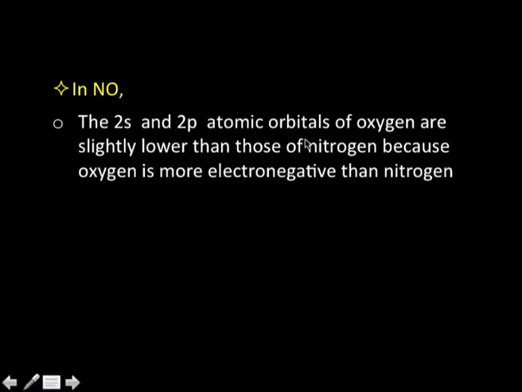Another distinction here is that in case of NO, because those three are general observations for heteronuclear diatomic molecules, but for NO in particular, we find that the 2s and 2p atomic orbitals of oxygen are slightly lower than those of nitrogen, because oxygen is more electronegative than nitrogen. Since it is more electronegative, like we had in case of HF, where HF was highly electronegative, the atomic orbitals were far lower there. So, in between nitrogen and oxygen, the difference in electronegativity is not much. Therefore, the atomic orbitals are not of the same energy, but are slightly different here. Oxygen is slightly lower than nitrogen there.